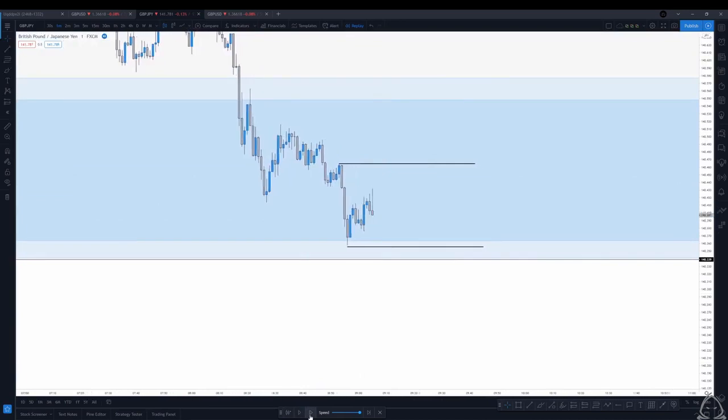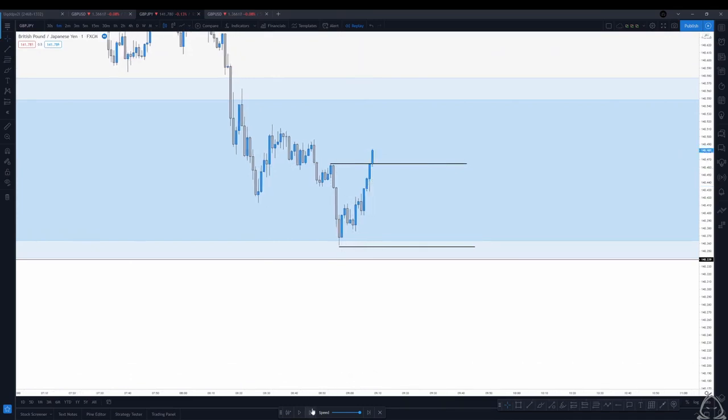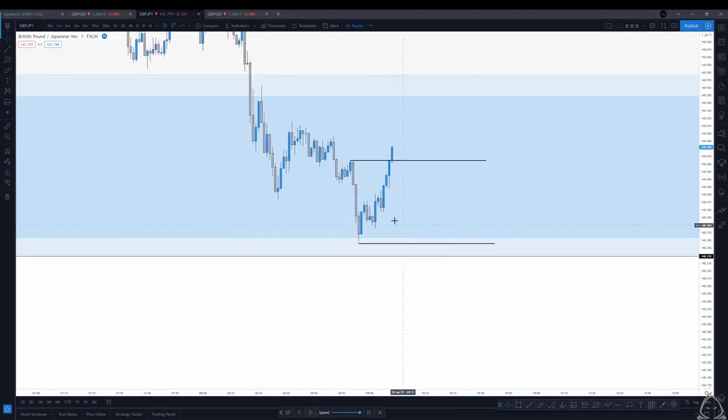And what we can see is we have a substructure break here on the 1 minute, but we're waiting for price to break this overall range high before we look for an entry. We can see we've now broken this high, so we can start to look for an entry. And when we're looking at this bit of price action, what we can see is that we have, in theory, 3 different spots that we can look at for an entry.